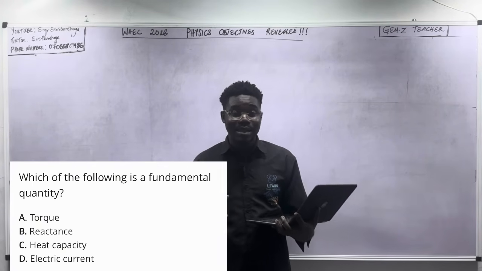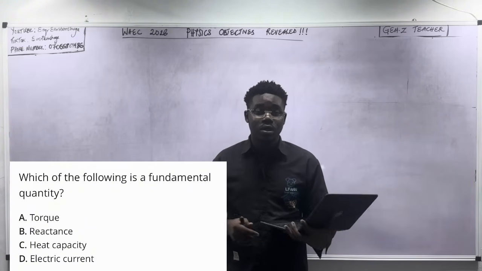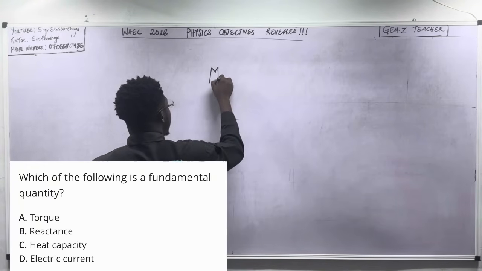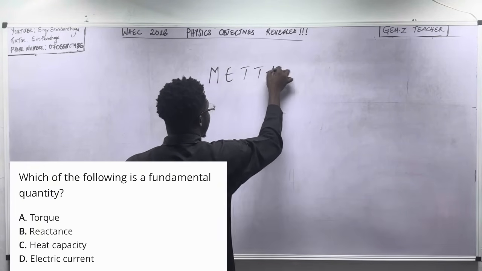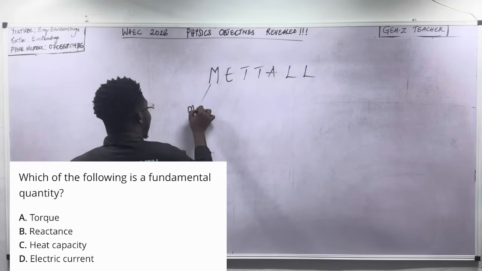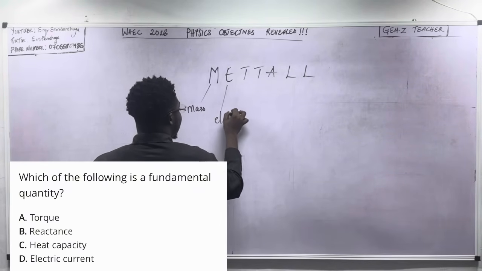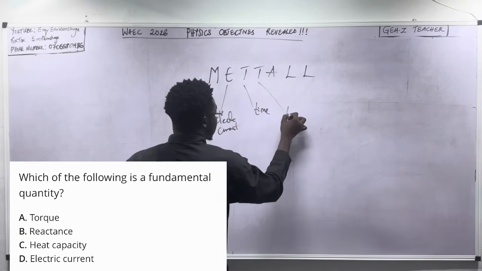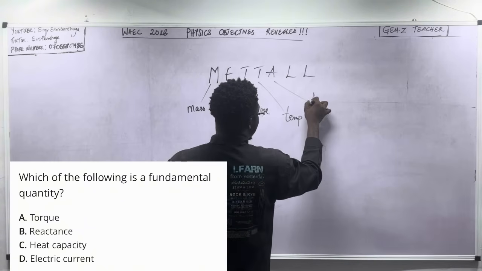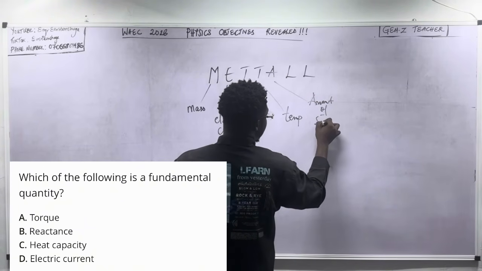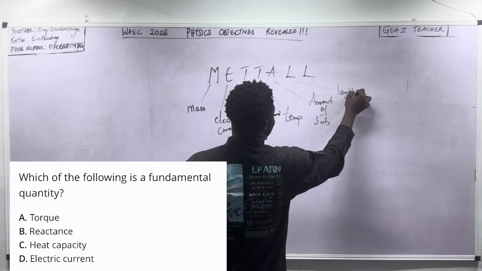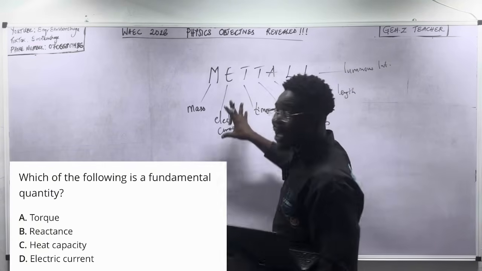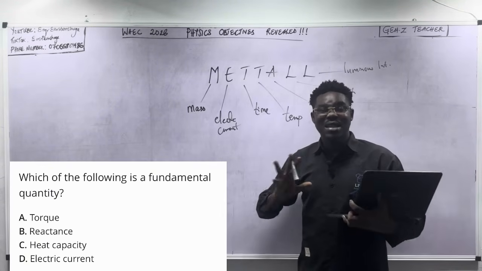They are quantities that exist alone, also called independent quantities. And we have about 7 of them. I'll give you an acronym for them. We have M, E, double T, A, and double L. This M stands for mass, and then the E stands for electric current. The T stands for time, the other T is temperature, the A is amount of substance, the L is length, and the last L is luminous intensity. So these are the 7 fundamental quantities we have in the entire physics.